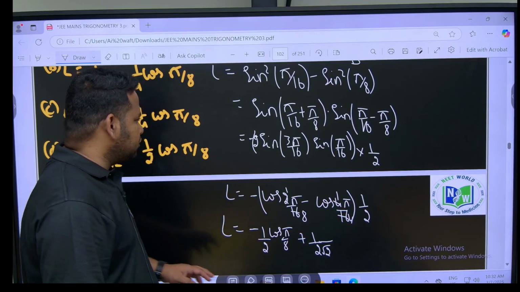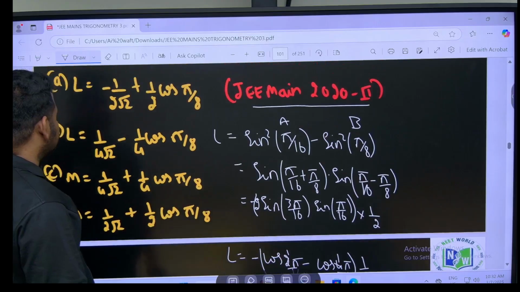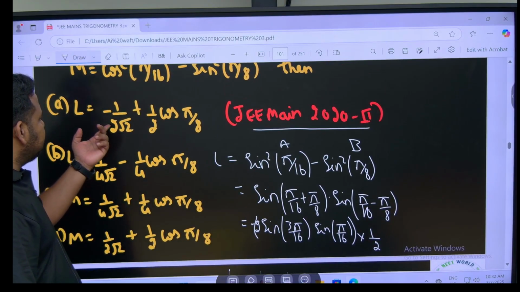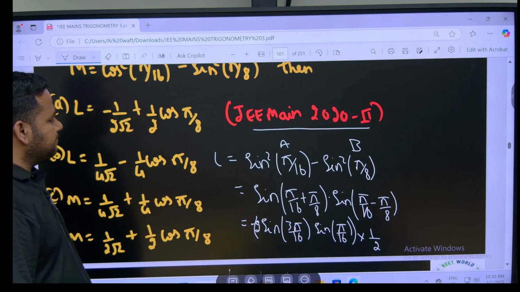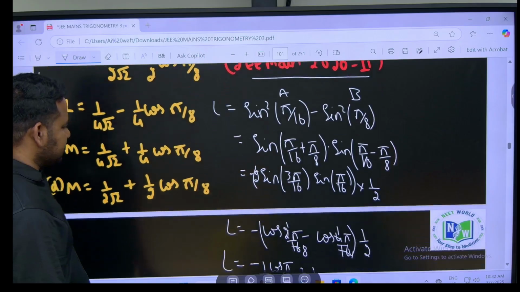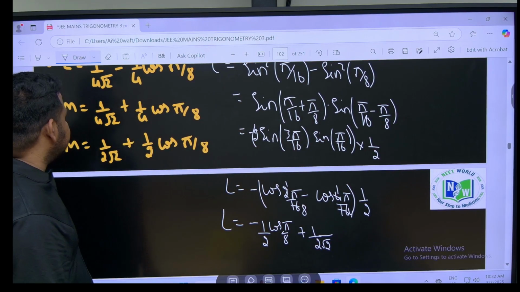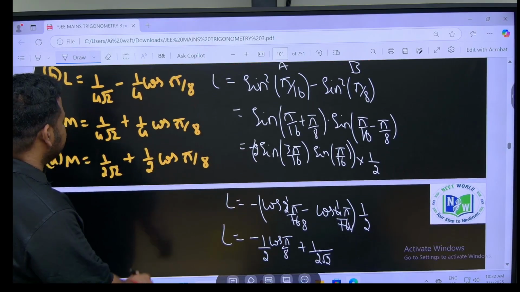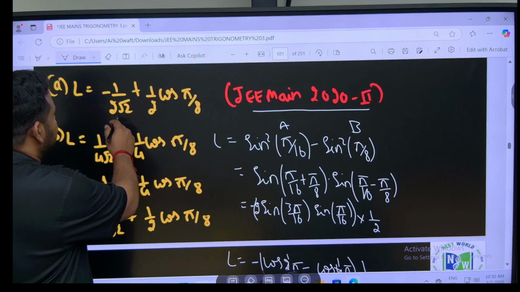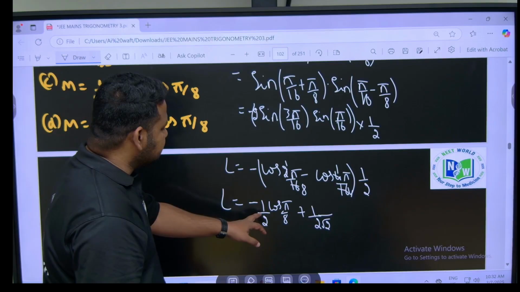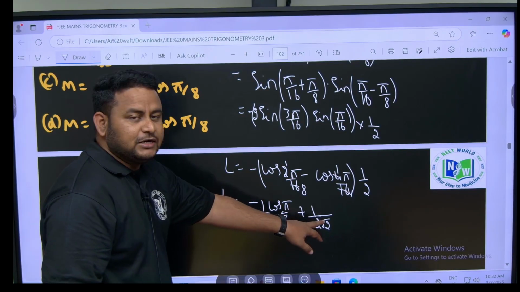So let us look at the options. In the first option we have minus 1 by 2 root 2 plus half into cos pi by 8. In the examination hurry, they think this is the correct thing and they will write option A as the correct option. But look at this, friends. Here it is minus 1 by 2 root 2 plus half into cos pi by 8, but here we have minus half into cos pi by 8 plus 1 by 2 root 2.